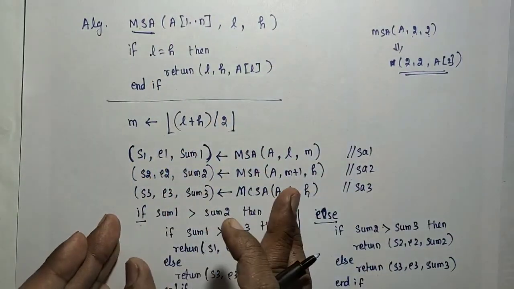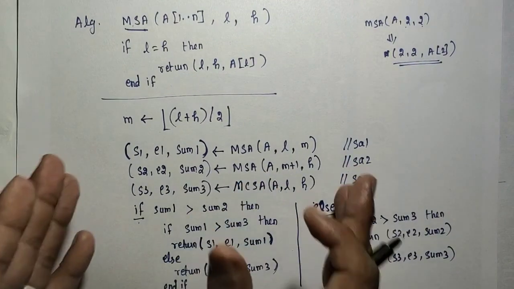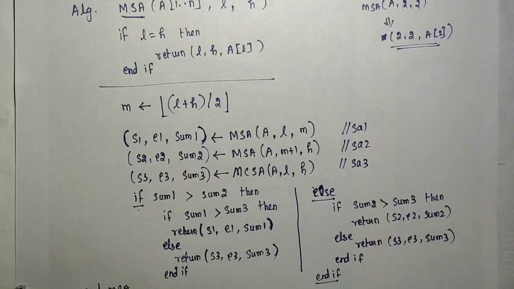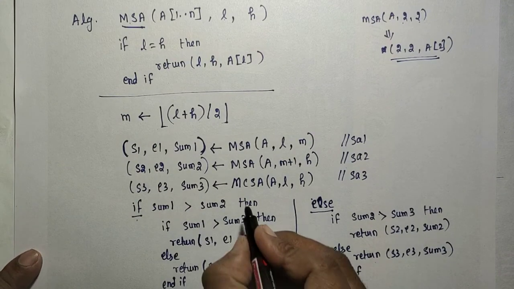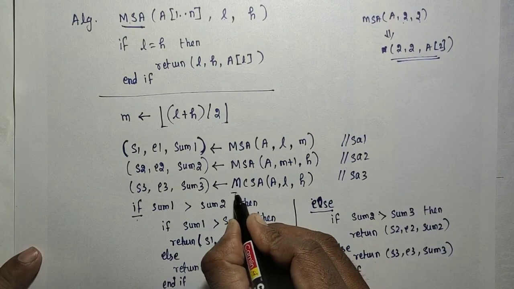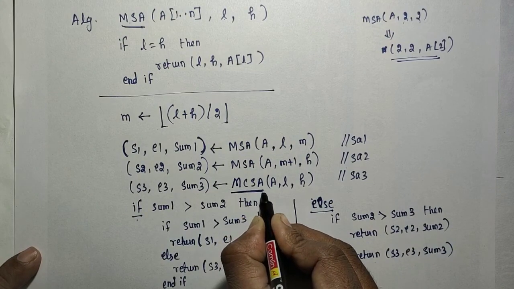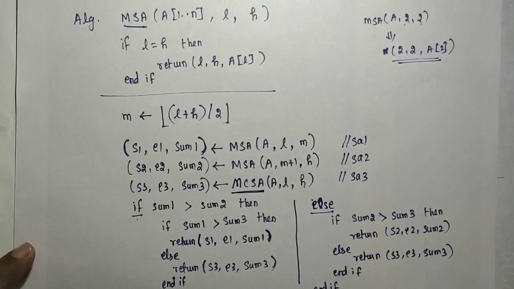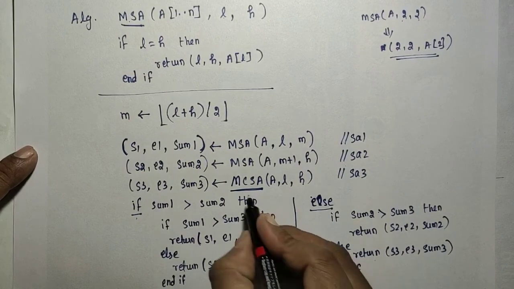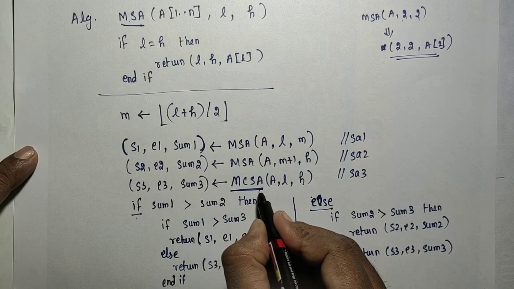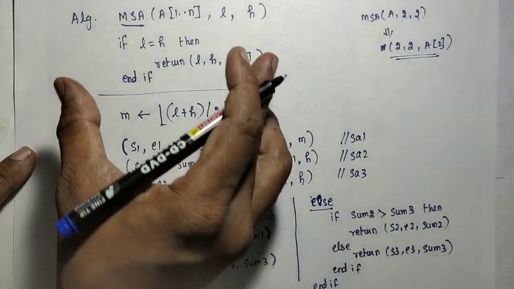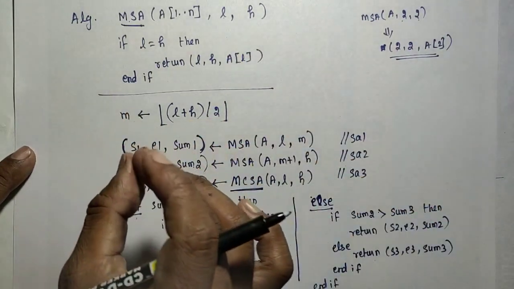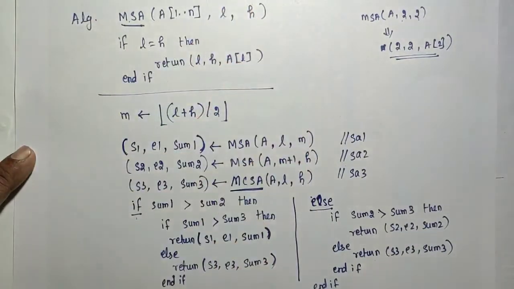Otherwise I have to divide the problem into subproblems. I have to apply this recursive procedure. So this is the algorithm for finding the maximum subarray. Now we need to discuss that MCSA, that is the mid crossing subarray algorithm. We'll discuss this algorithm in the next video. Once it is completed, we can analyze an example for the maximum subarray.